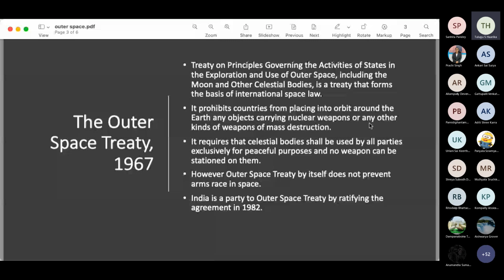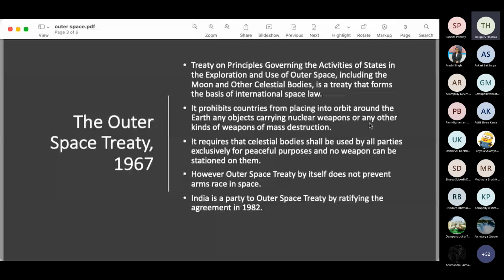So the first thing that was related was that it prohibits countries from placing into orbit around Earth any objects that are carrying nuclear weapons or any kind of weapons of mass destruction. So no outer space body can have any object that carries nuclear weapons or any weapons of mass destruction.